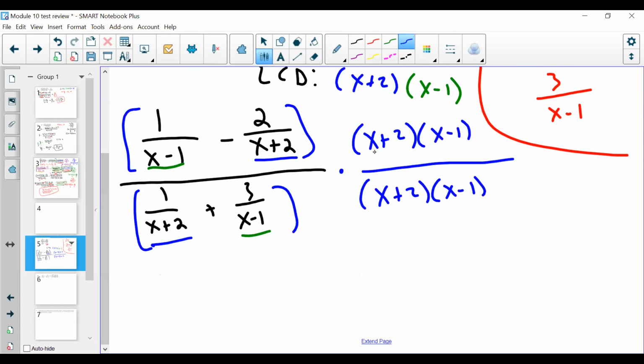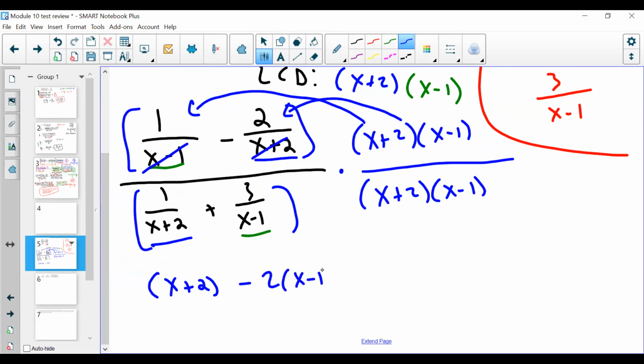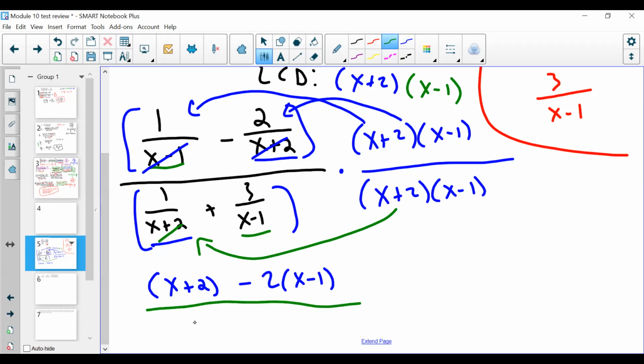So what I get when I multiply x plus 2, x minus 1, when I distribute this into the first rational expression, the x minus 1's cancel out, and I'm left with just an x plus 2. When I distribute the same thing into negative 2 over x plus 2, the x plus 2's cancel out, and I'm left with a 2 times x minus 1. And then when I go on the bottom, I can distribute the x plus 2, x minus 1 into the first fraction there. The x plus 2's cancel out on the top, and I'm left with a x minus 1.